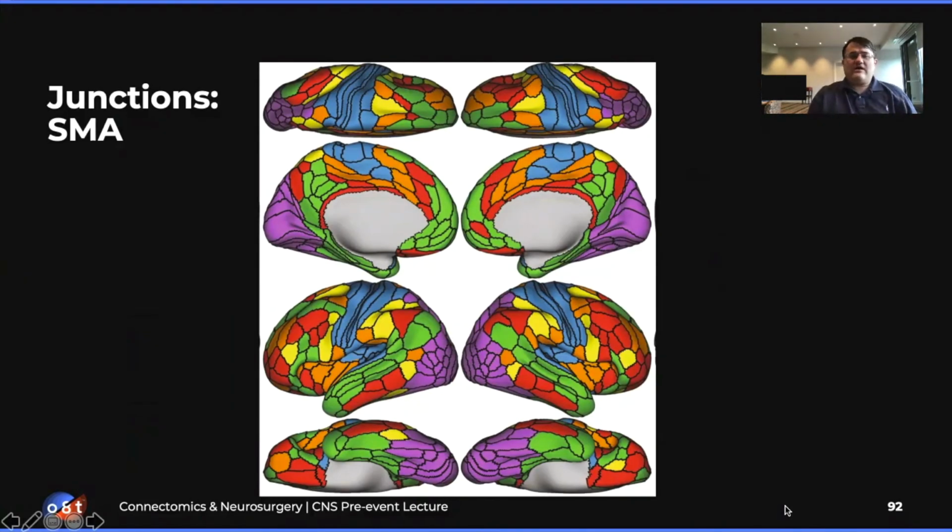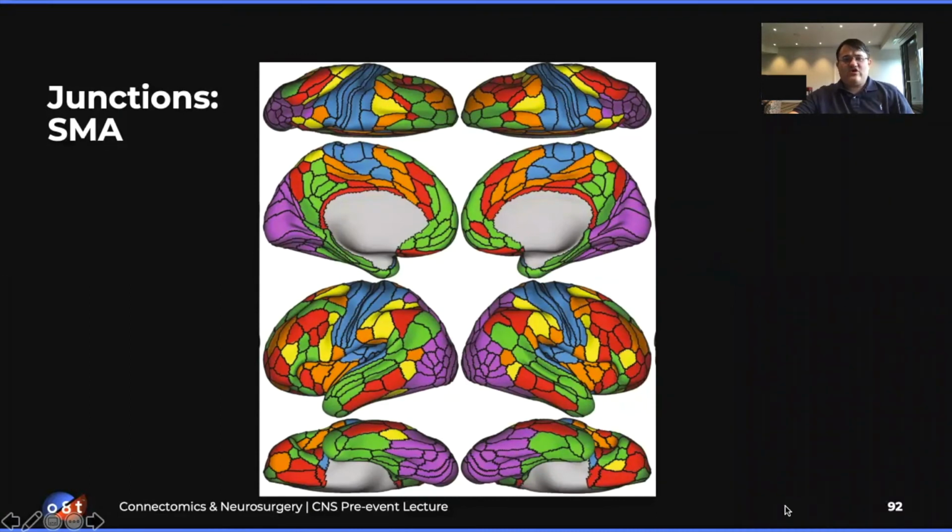So why are the control networks all over the brain? Well, it's fairly simple, and there's a logical explanation for this. So we think about motor systems, motor planning systems, like the supplementary motor area, as a motor area. And that's not entirely true.